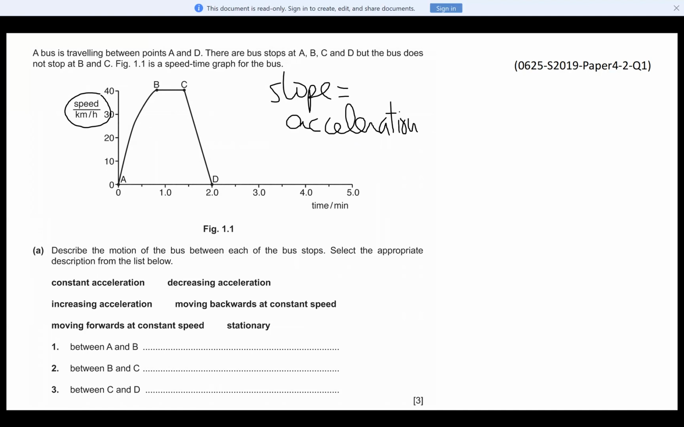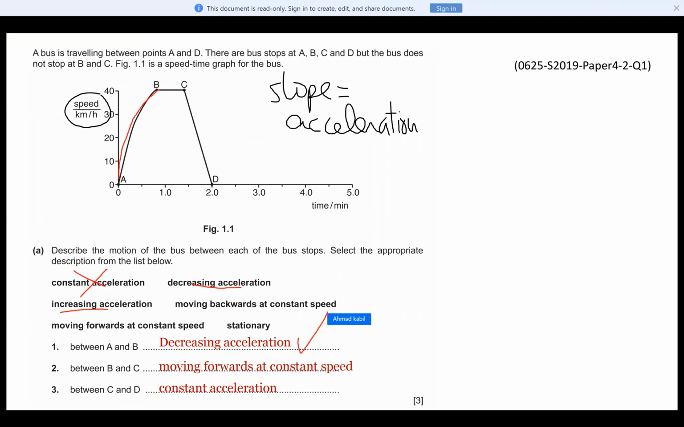So from A to B, is the slope constant or changing? From A to B, the slope is changing. So it's definitely changing acceleration. So it's not constant. Is it increasing or decreasing? It's frowning, so it's obviously decreasing acceleration. So let's look at the answers. For A and B, it is decreasing acceleration because the curve is frowning.